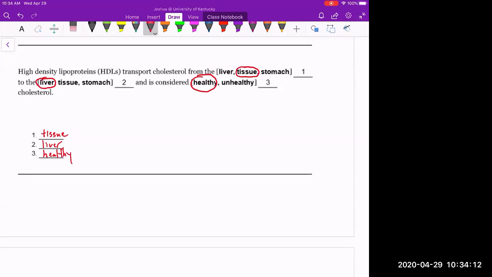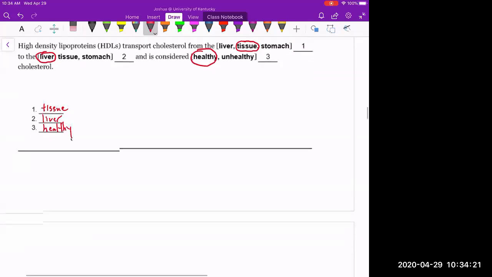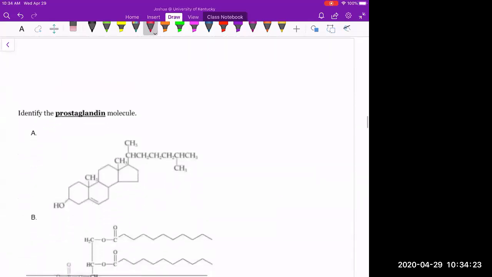And the way you can recall is, remember, LDL, low density lipoprotein. L, you can think of it as being lousy lipoprotein. Next question.